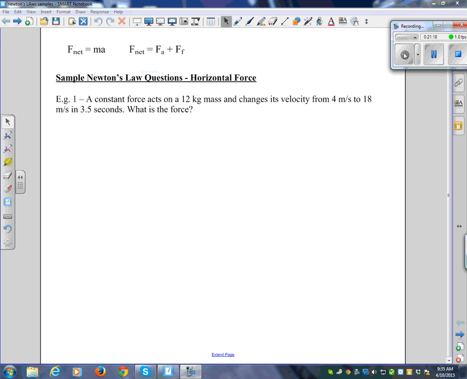Let's begin. Now, the key here is when you're doing these problems, start with a free body diagram. That's why we drew them. It helps your thinking.